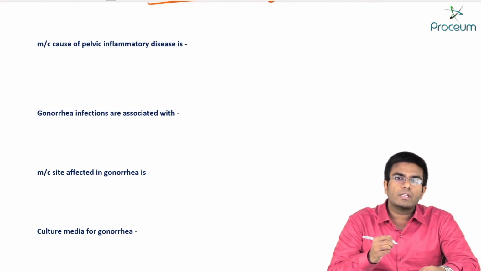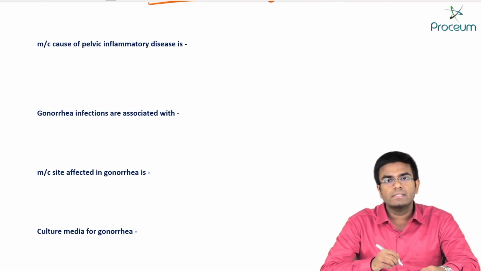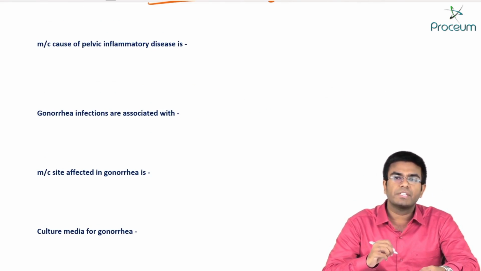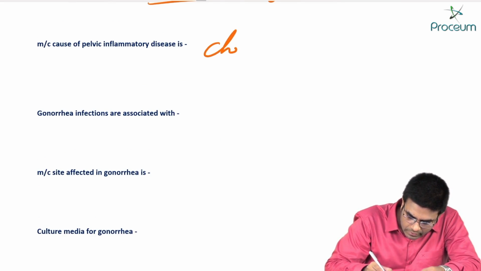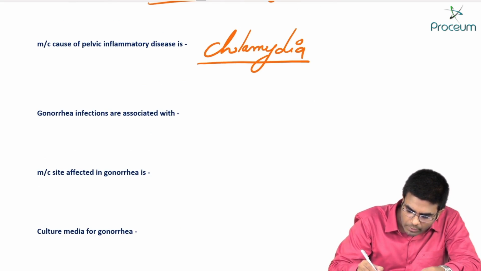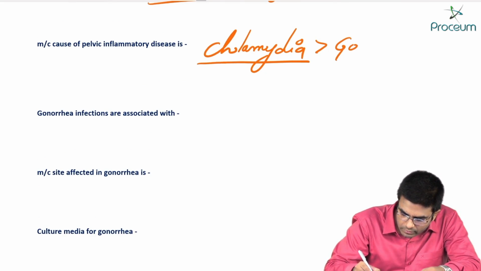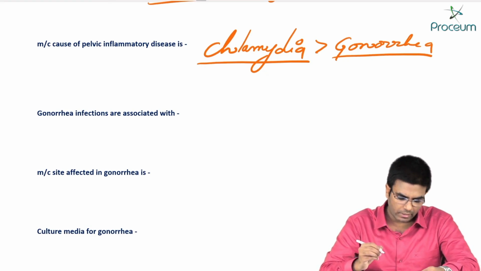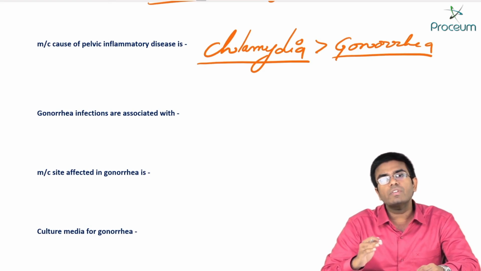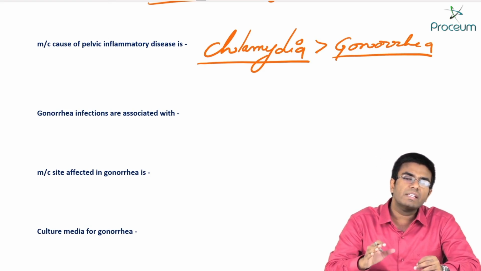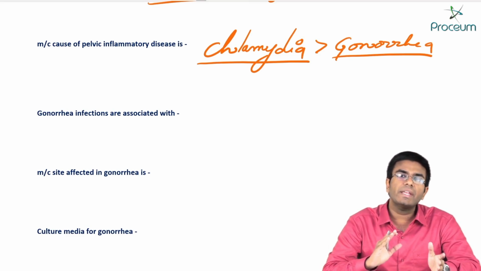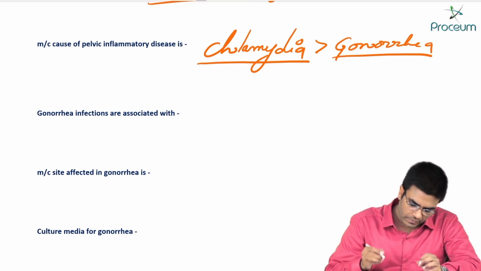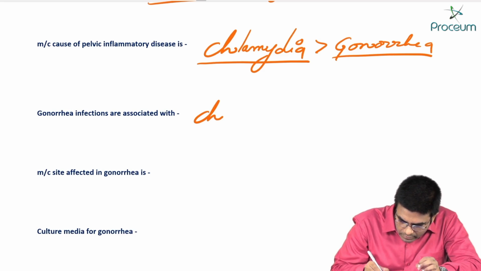Now, most common cause of pelvic inflammatory disease. This is the 2019 December MCQ, FMGE. Most common cause of pelvic inflammatory disease is chlamydia, followed by gonorrhea. Guys, remember, wherever there is gonorrhea, most of the time there will be chlamydia. So gonorrhea and chlamydia infections coexist together.